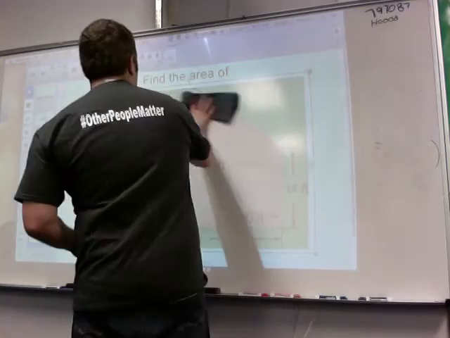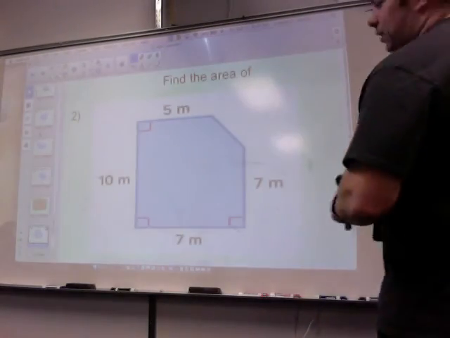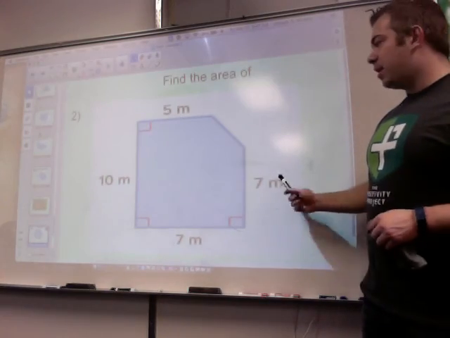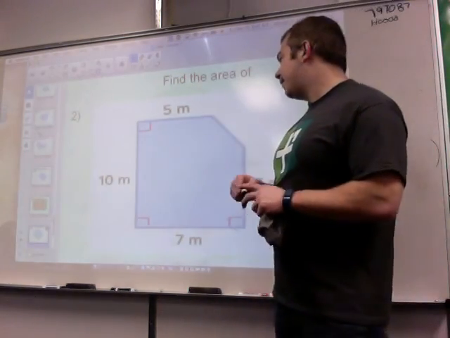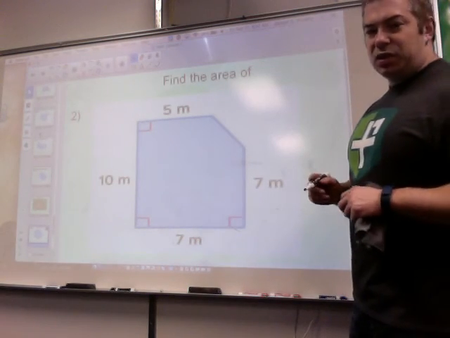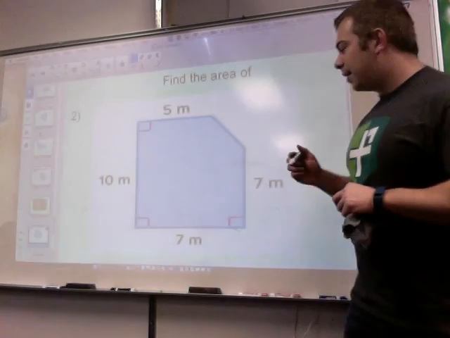And the other one we could do is going to be a lot easier to see, I believe. This is also in your book. All right, find the area of this figure. We have dimensions of 10, 7, 7, and 5. What can you guys do to make this into two figures? I see something right there.